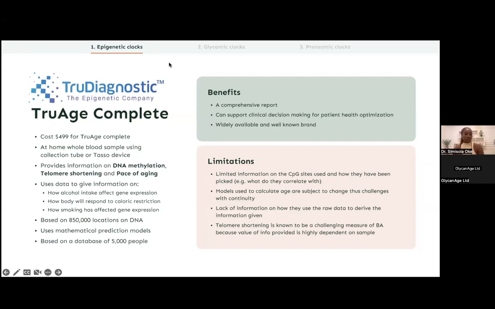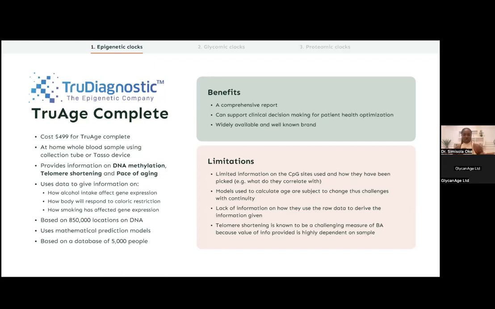So when we think about True Diagnostic, it is a very large and reputable company. They are focused on epigenetics, and they have two main products, TrueAge Complete and TrueAge Pace. The test retails for about $499 per test, and it is based on a whole blood sample. You do a finger prick and put a few drops of blood into the collection bottle. But they also use the Tasso device, which goes on the arm and extracts blood from you as well. So they have those two methods of collection.